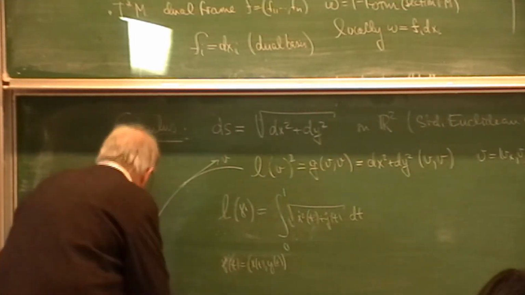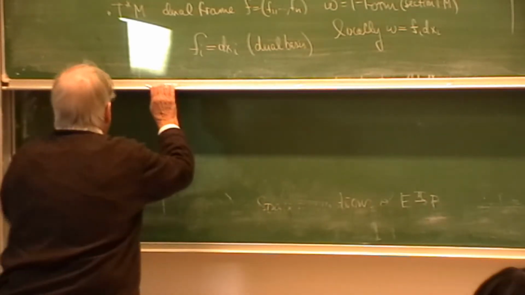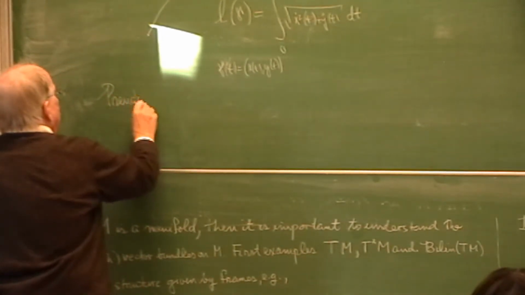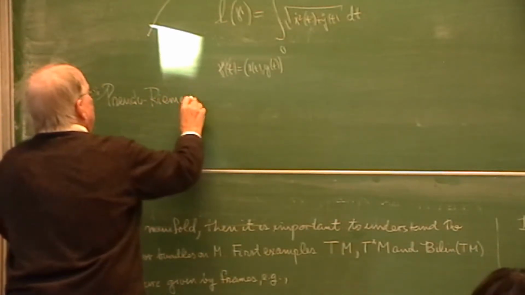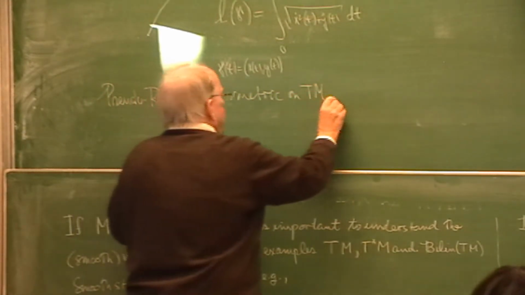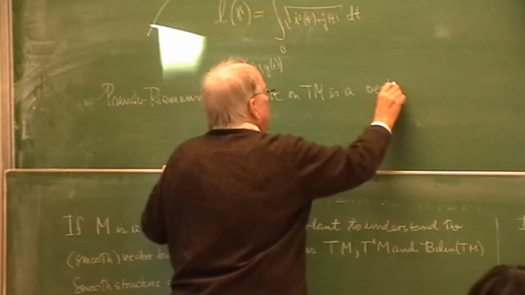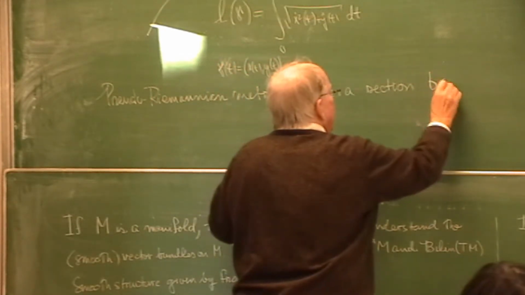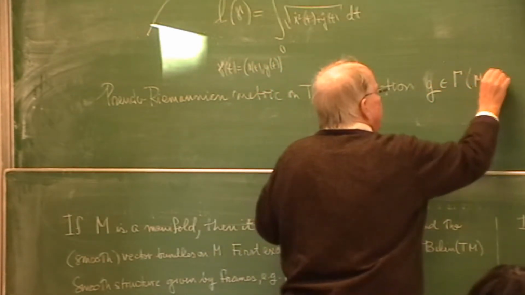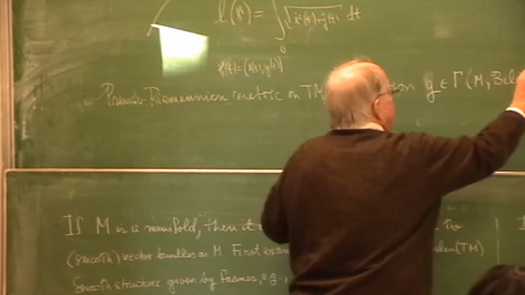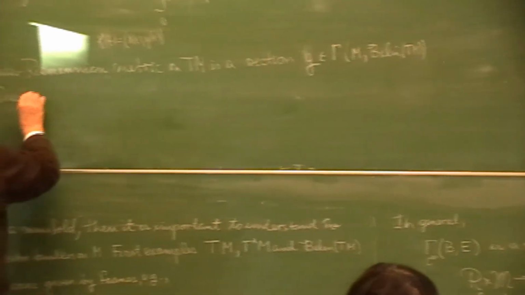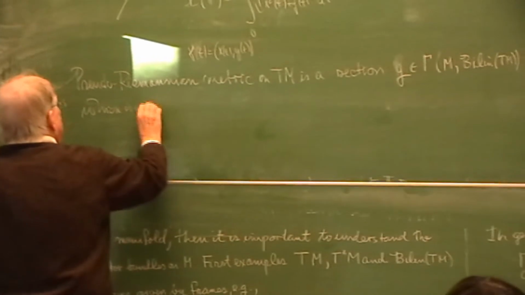And we have then the definition of a pseudo-Riemannian metric on M. It is a section G, let's call it G for Gauss, over the manifold M of the bundle of bilinear forms on the tangent bundle, which is symmetric and non-degenerate.